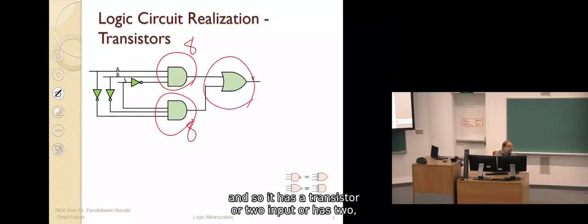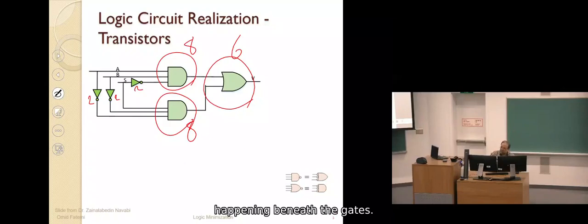A 2-input OR has 2 plus 2, 4 plus 2, 6 transistors. And also we have 2 for the inverters. Each inverter has 2 transistors. If we have time, I will try to show you the transistor level of the gates. It will give you an overview of what's happening beneath the gates. But for the time being, just look at the numbers. So yes, this is 28 transistors.